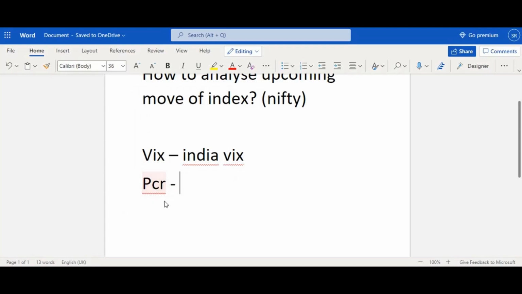So we'll understand PCR later, but we'll just understand the output of its values and how to use it. So you currently don't have to completely understand PCR. It's basically called put call ratio. We'll understand that in our option chain session. But right now you just have to understand the values that PCR displays and how to analyze those values. So PCR is basically put call ratio.